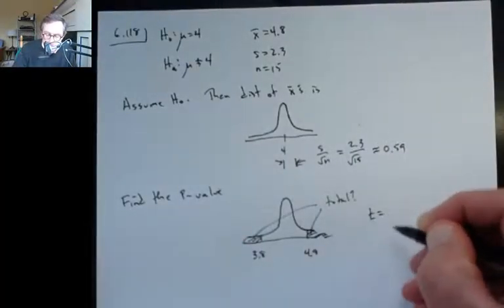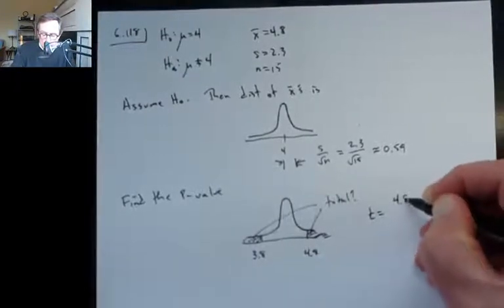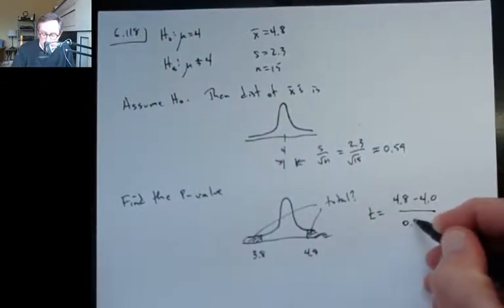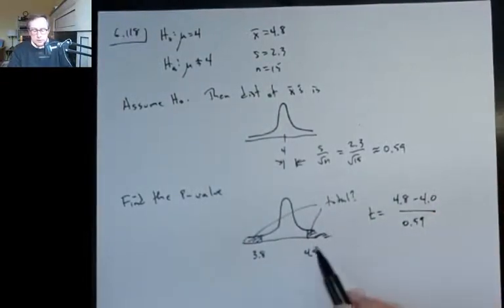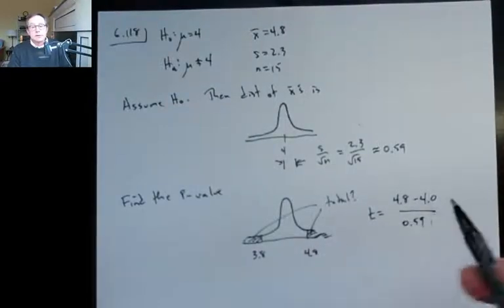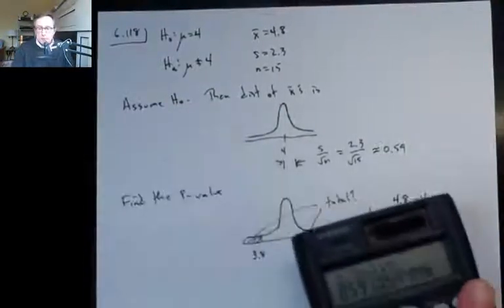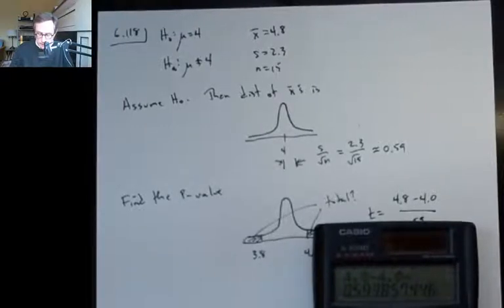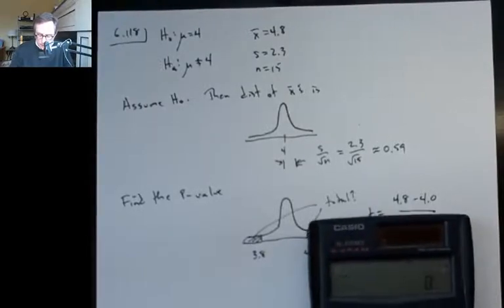T equals 4.8 minus 4.0, that's telling me how far it is, divided by 0.59. So is it 2 standard units or 1.5 standard units, or what is it? So 4.8 minus 4.0 divided by 0.59. Oh, what do you mean syntax error? Don't give me that. So 0.8 divided by 0.59 equals, oh, I wonder what I did wrong. Anyway, it says 1.36.